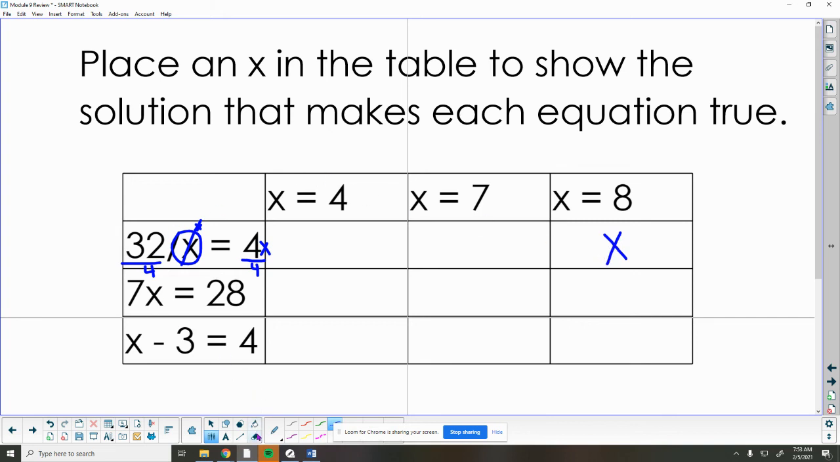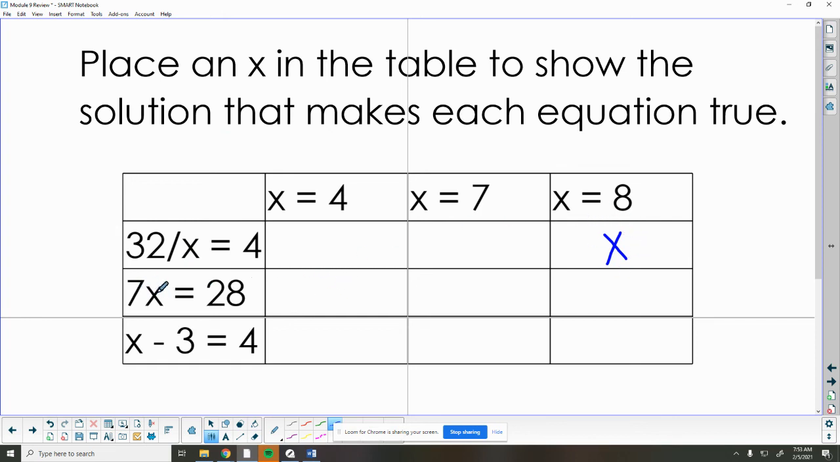I could also, if that is confusing, to move the X and then do the next step, try plugging each one in. X equals 4. 32 divided by 4 is not 4. 32 divided by 7 is like 4 point something. So that's close, but not the right answer. And here, 32 divided by 8 is 4. So we could just plug these in, and that will help us find our answers.